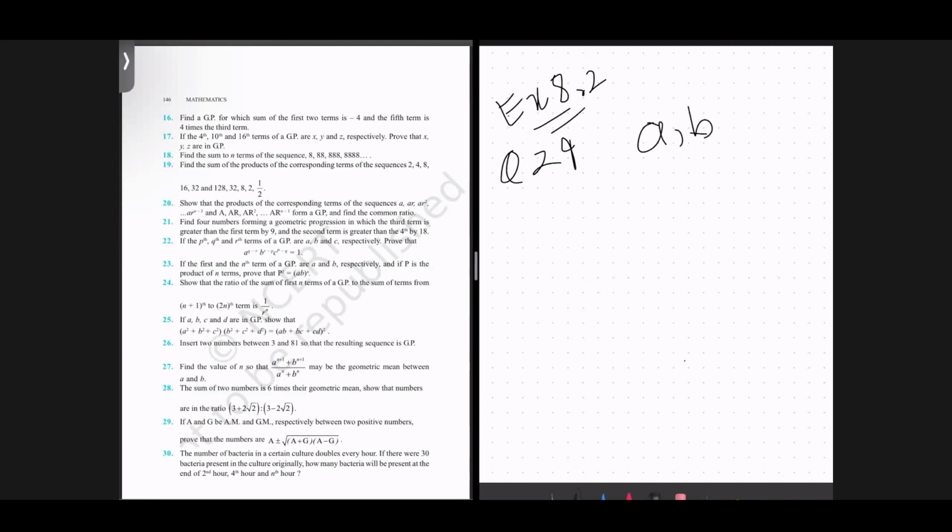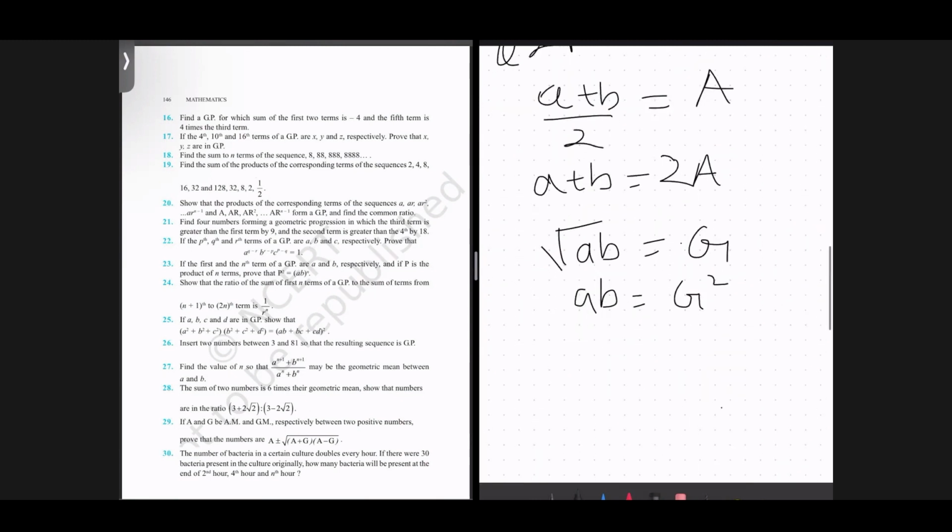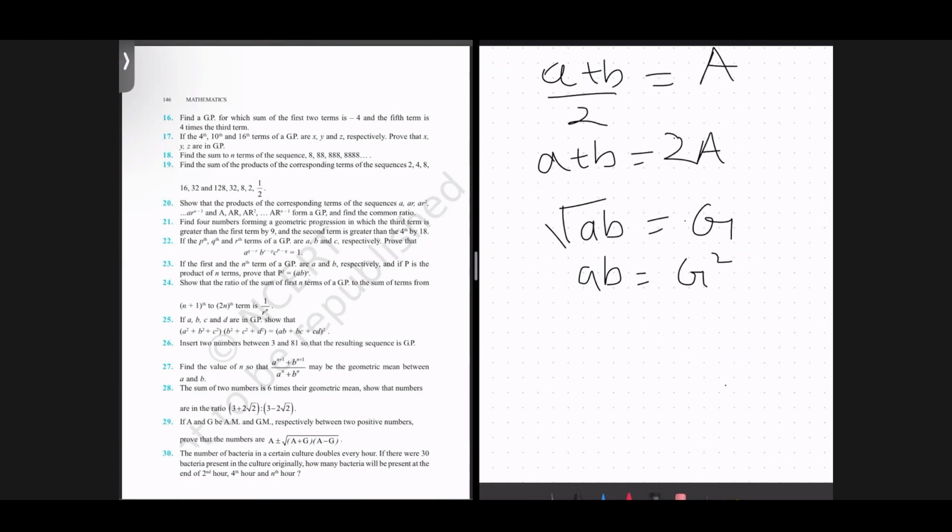We have been told that their AM and GM are respectively A and G. So AM, which is the arithmetic mean of two numbers, is going to be (a plus b) by 2, and that is A. So a plus b equals 2A. Now we have been told that the geometric mean is going to be G. So root ab is going to be G, so ab is going to be G squared. So a plus b is equal to 2A and ab equals G squared.